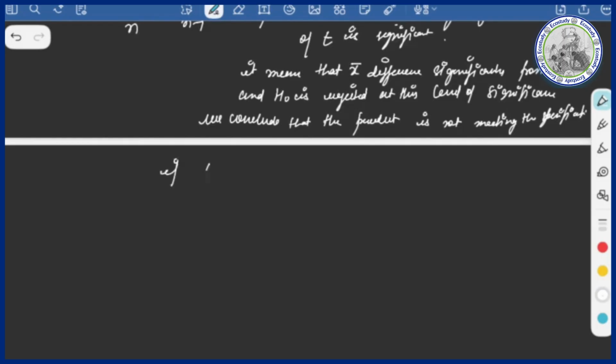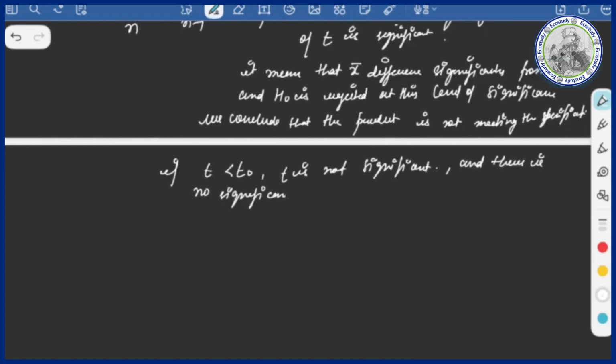Or if t is less than t naught, t is not significant, and there is no significant difference between x bar and mu.